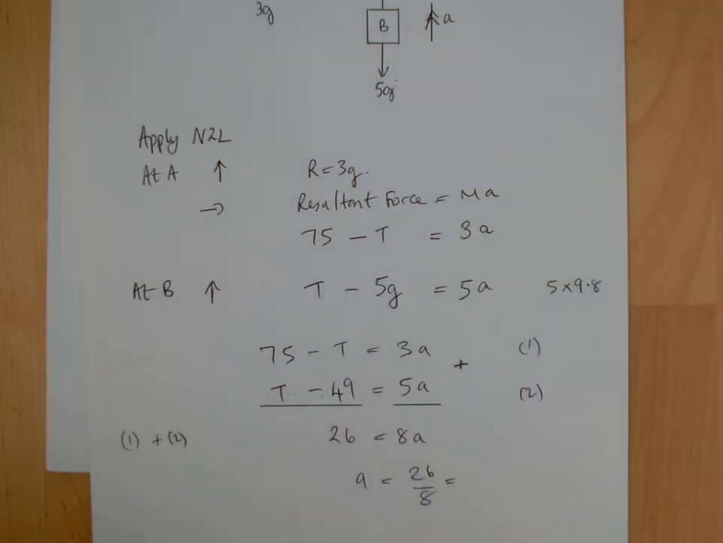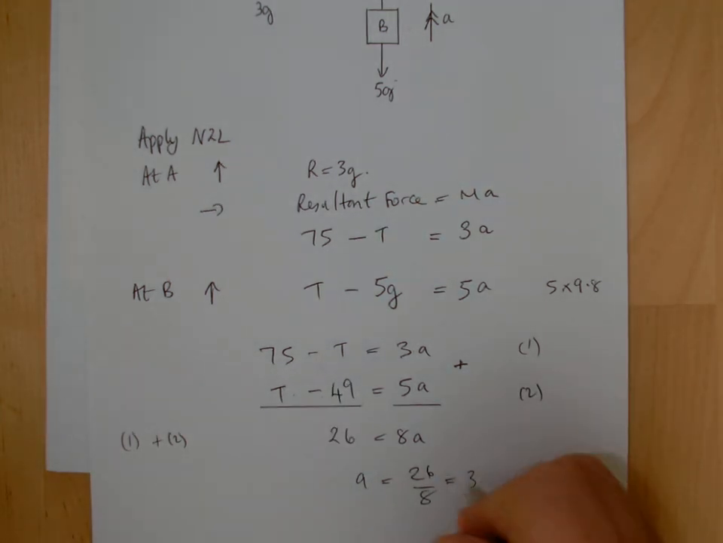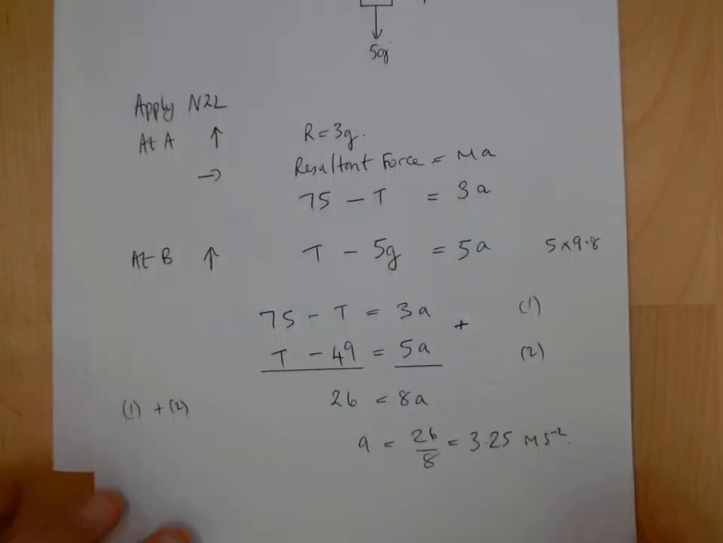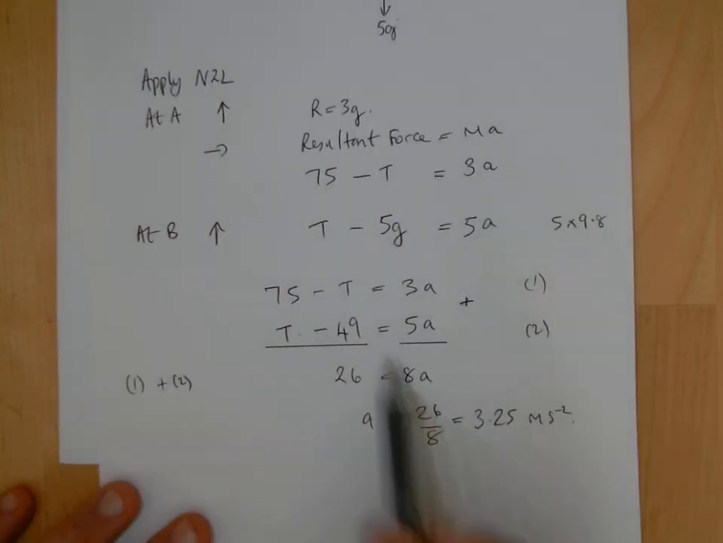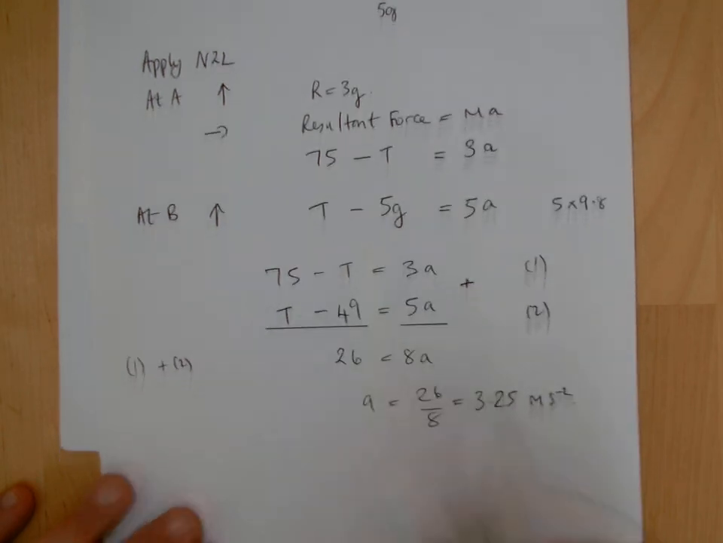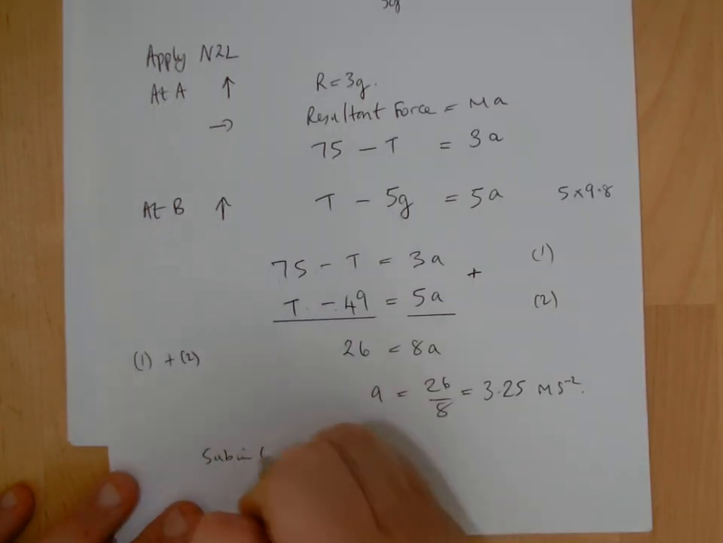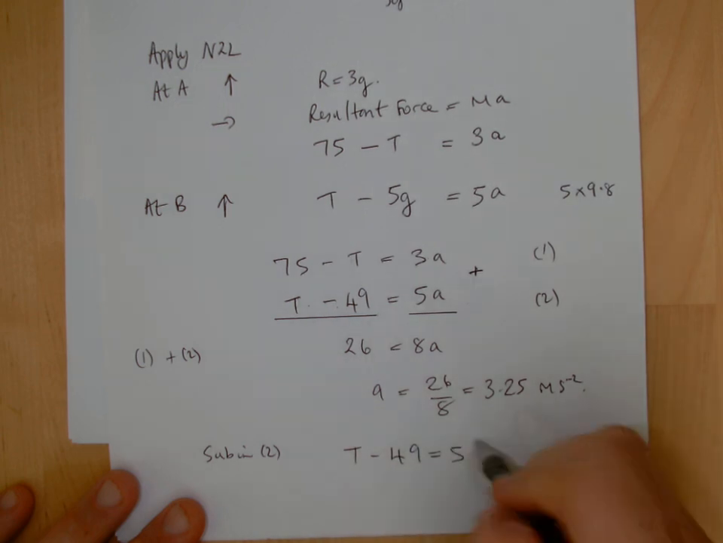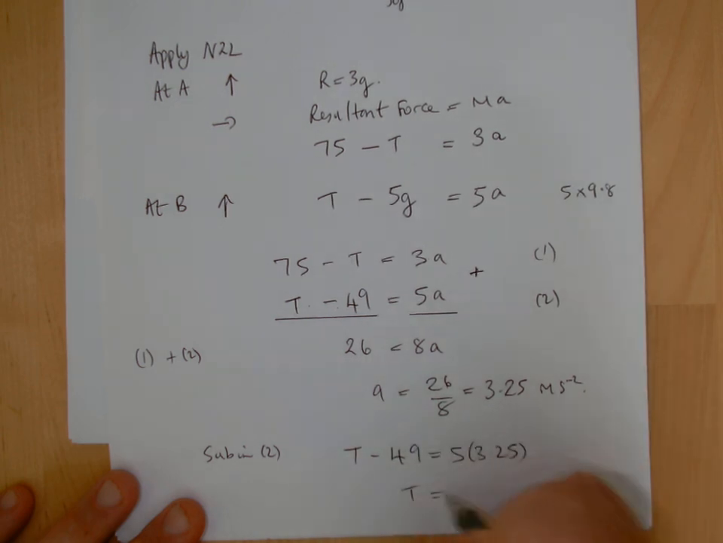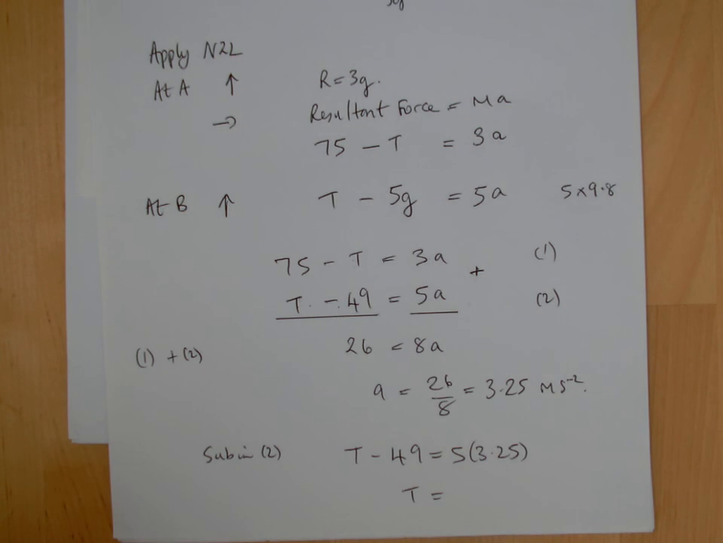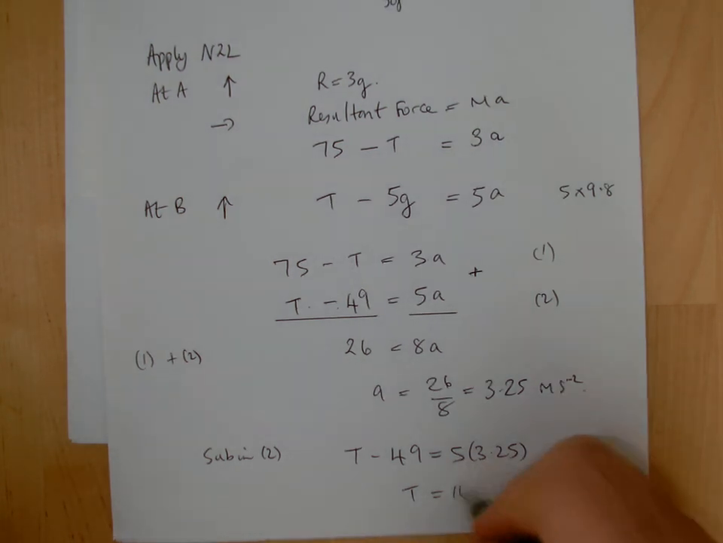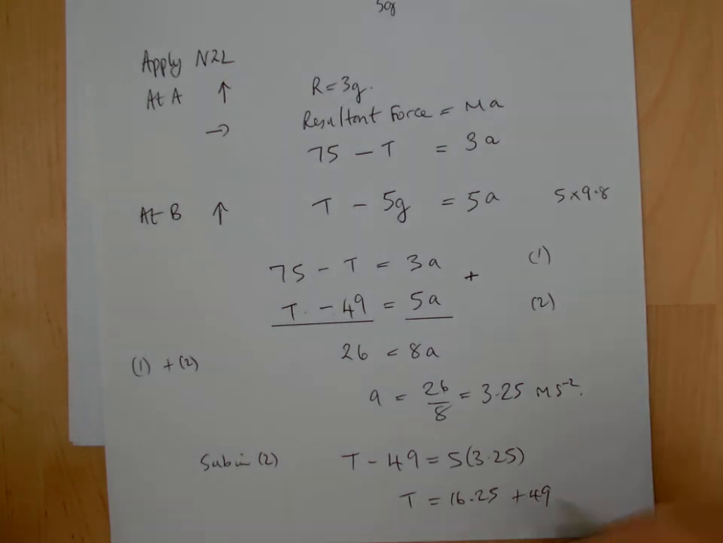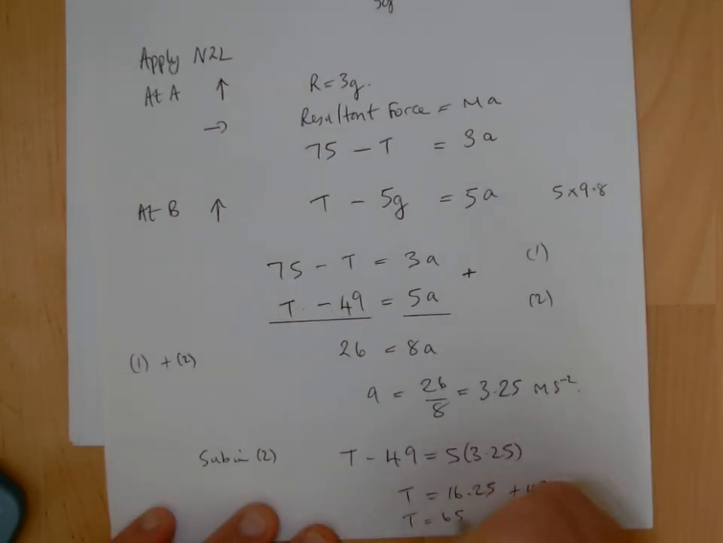On my calculator, I get 3.25 meters per second squared. And it really is as simple as that. Then to get T, you just need to sub it into one of these, so sub into 2. T minus 49 is equal to 5 times A, which is 3.25. So T will be 5 times 3.25, which is 16.25, plus 49. So I get 65.25.